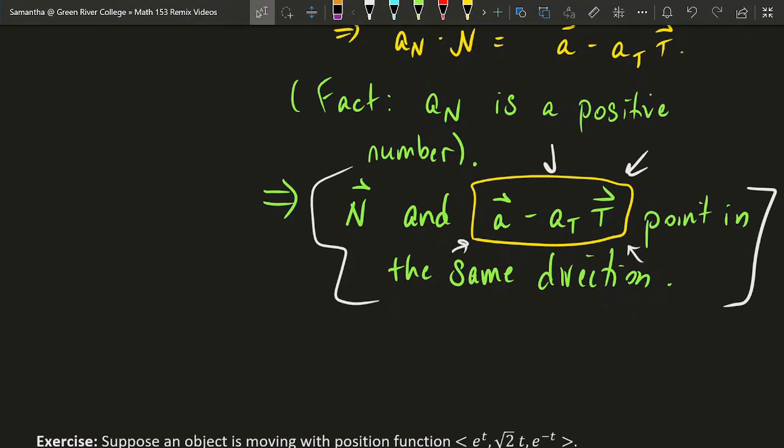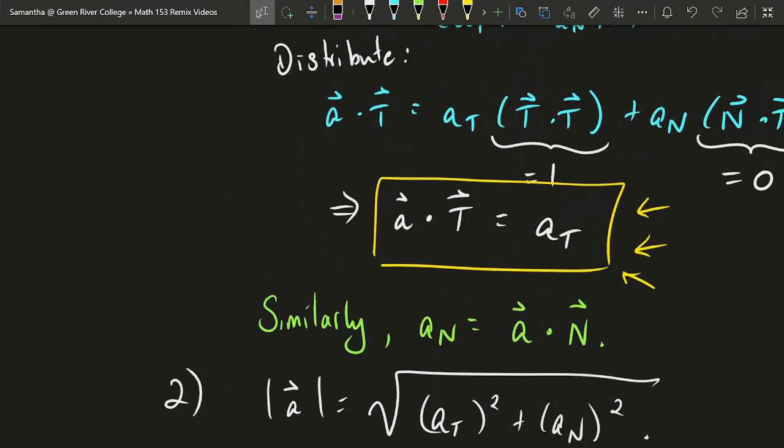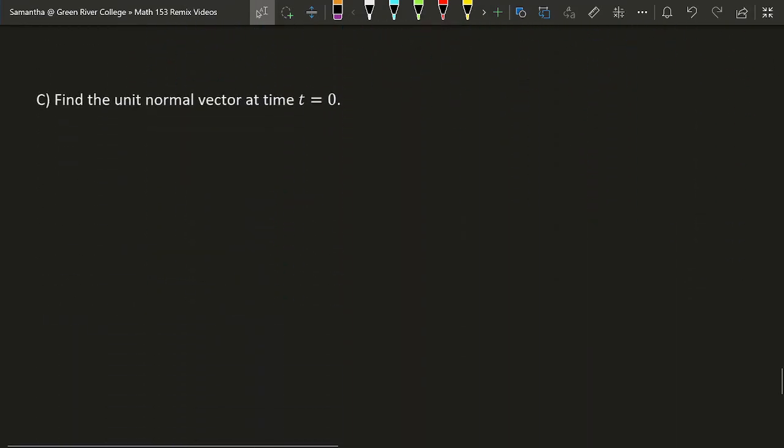Now working on this expression here in the gold box, I already know the value of a, I already know the value of T, but what I do not know at this time is a sub t. And a sub t can be found as simply as taking the acceleration and dotting it with the tangent vector. So to get that quantity first, a sub t, I will find the acceleration vector dotted with the tangent vector.